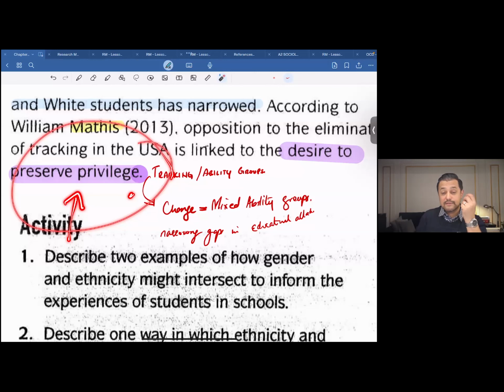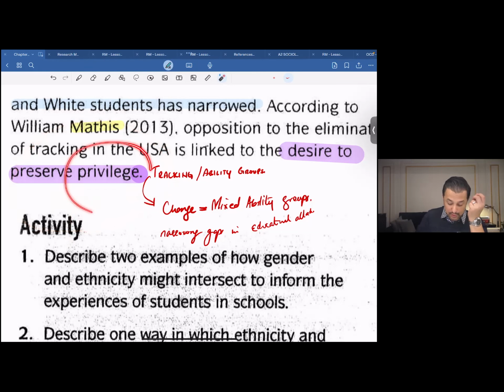Despite knowing that a system requires a change, if you're still someone who's opposing the change, or if you're someone who's against this change, that in other words means you're trying to preserve the privilege that white individuals have.